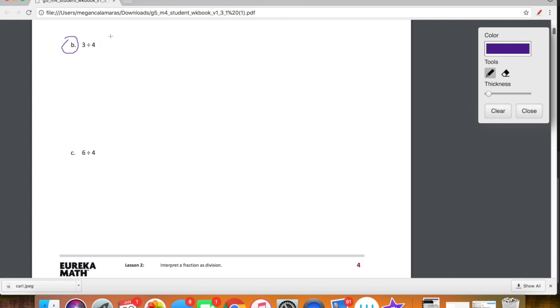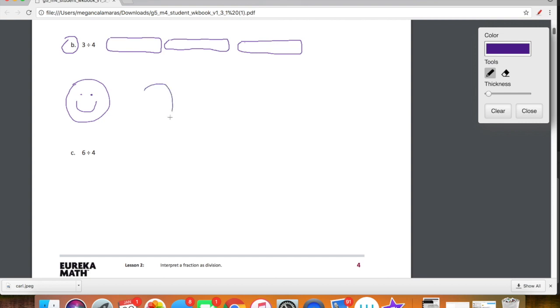Let's work with maple bars. Those delicious donuts that everyone loves so much. So we're going to start with 3 maple bars, and we need to divide those amongst 4 happy kiddos. Some of them have uniquely shaped heads.